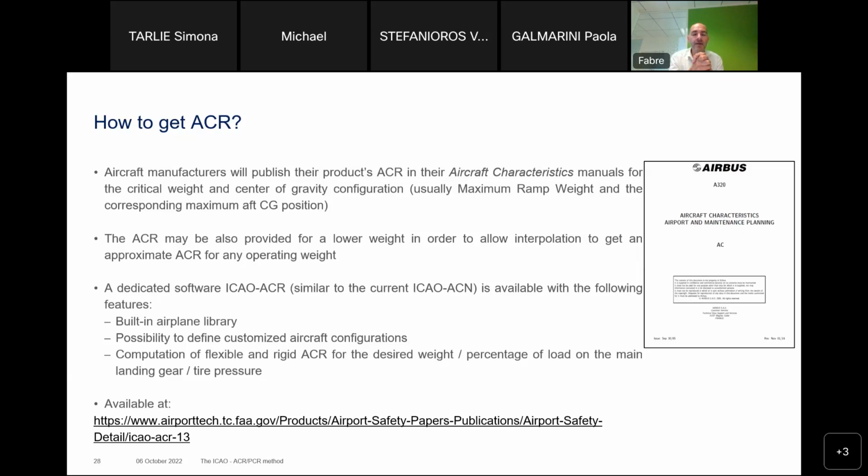The software computes a flexible and rigid ACR for any operating weight, any percentage of load on the main landing gear, and also any tire pressure. So you can fully customize the aircraft ACR. It can be downloaded by using the web link mentioned at the bottom of this slide. It is hosted by the FAA website, the Airport Tech website of the FAA, and it is continuously updated with the aircraft library. And this is the end regarding the ACR.